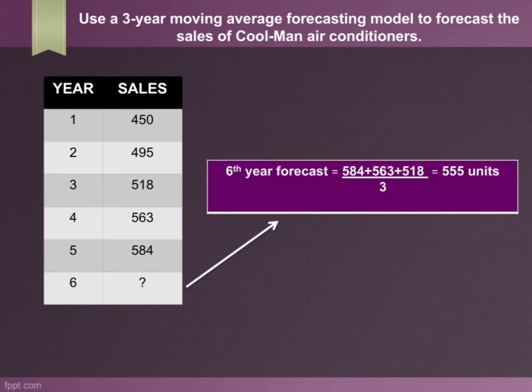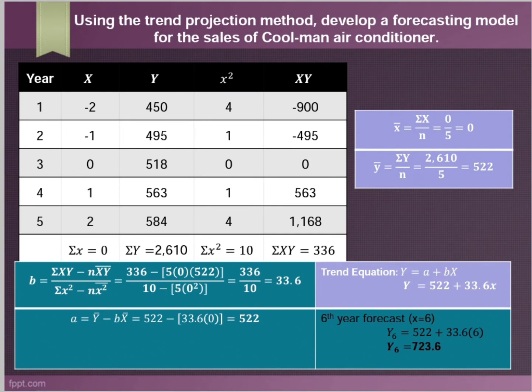Fourth requirement, use a 3-year moving average forecasting model to forecast the sales of Coolman air conditioners. So here is the table. On the third column, we can see the computation of the 3-year moving average using the previous 3 years sales, which is 584 plus 563 plus 518 divided by 3, since we have used the 3-year moving average, equals 555 units. So the 6th year forecast is 555 units.